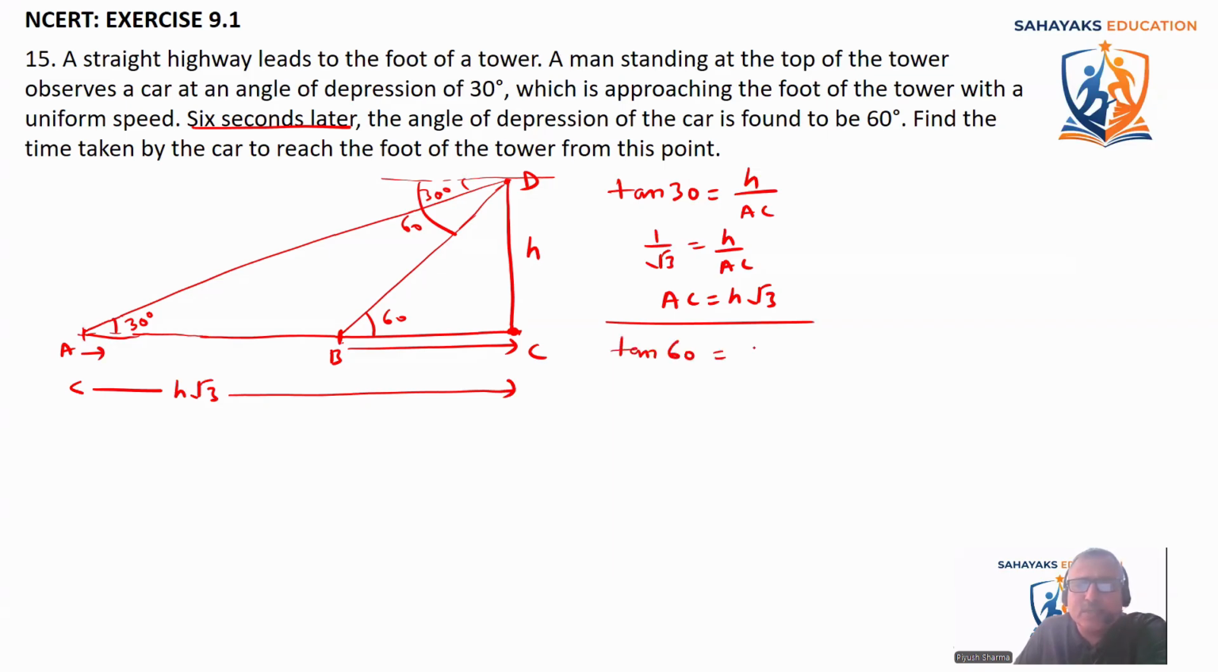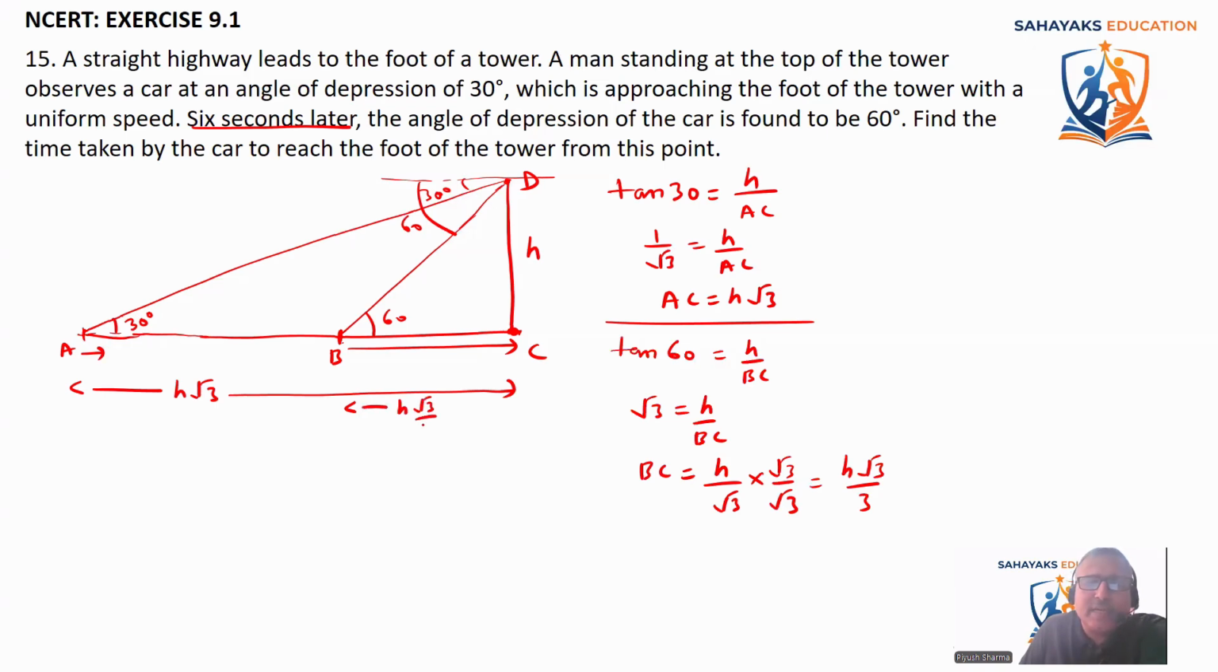Tan 60 is equal to h divided by BC. So tan 60 is root 3, which is equal to h divided by BC. So BC comes out to be h divided by root 3. Let's multiply by root 3, so it comes as h root 3 by 3. So BC, this distance, is h root 3 by 3.